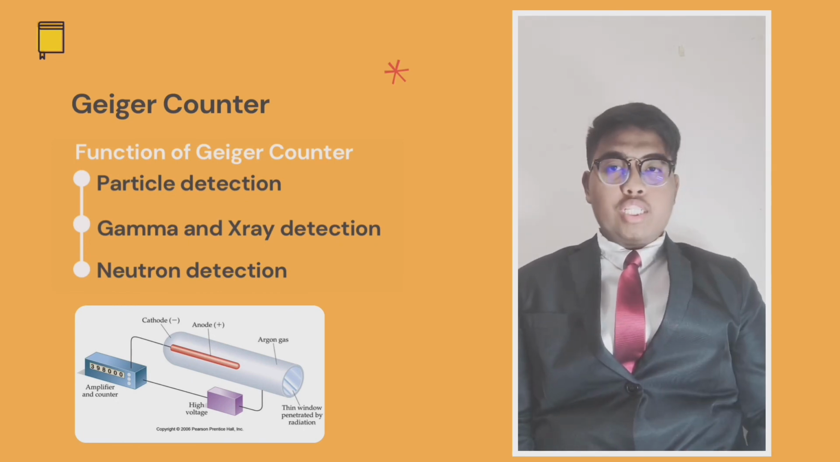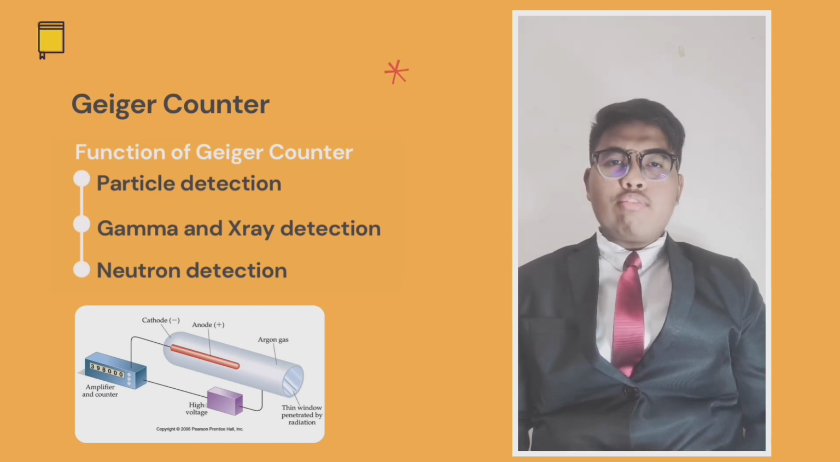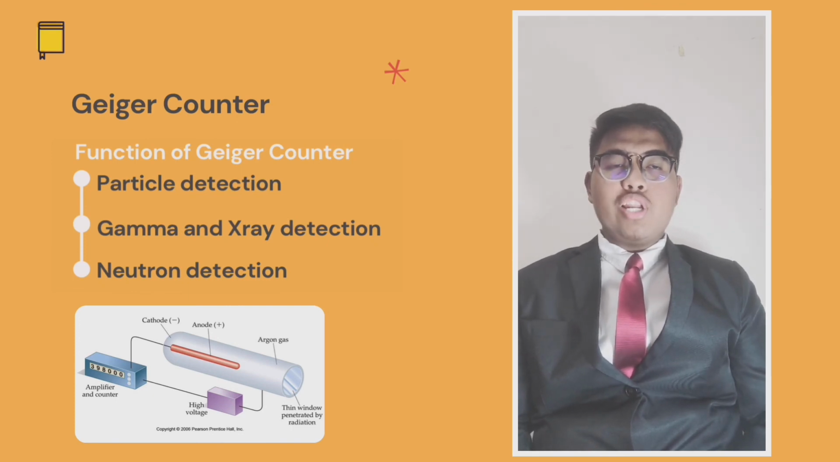The last function of the Geiger counter is neutron detection. A variation of the Geiger tube is used to measure neutrons, where the gas used is boron trifluoride or helium-3, and a plastic moderator is used to slow the neutrons. This creates an alpha particle inside the detector, and thus the neutron can be counted.